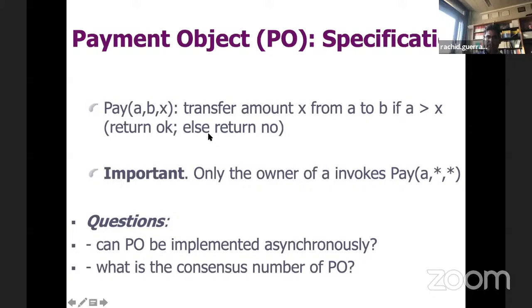There is not such a thing as an account that is owned by several players, people, nodes in Nakamoto's paper. Only one owner. The question is, now that we have defined the payment problem of Nakamoto in the form of a shared object, is this object that I call PO, is it an asynchronous object? Can I implement it asynchronously just like I did it with the counter? Okay. And if I cannot do that, then what is the consensus number of this object? Is it 2, 3, 4? How hard is it?